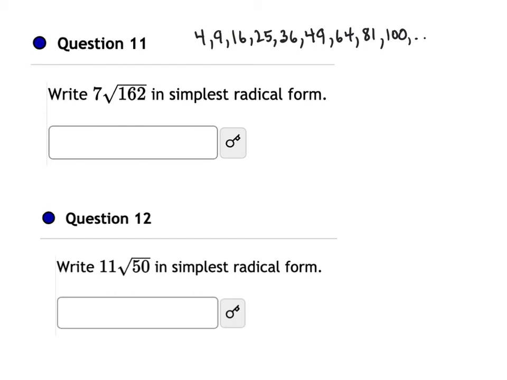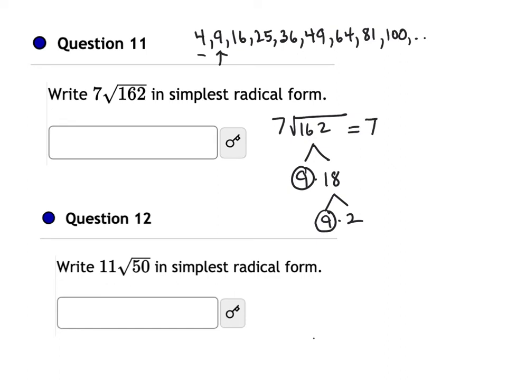Question 11. 7 radical 162. Start up the list, find the largest perfect square that divides evenly into 162. 4 does not, 9 does. Notice that if you take 162 and divide it by 9, it turns out to be 9 times 18. I can tell 9 is not the biggest perfect square because there's another perfect square in 18. 18 is 9 times 2. Notice these two perfect squares, 9 times 9. That's 81, another perfect square.